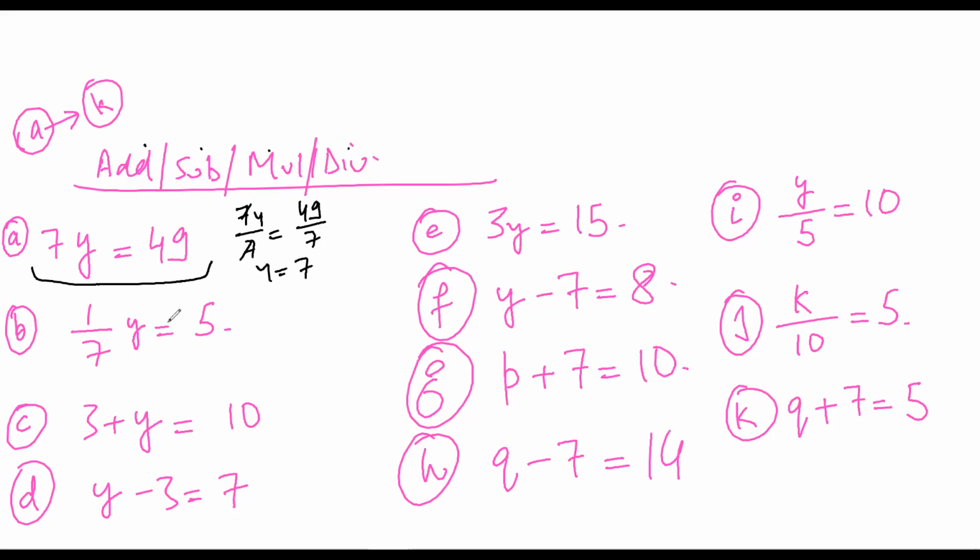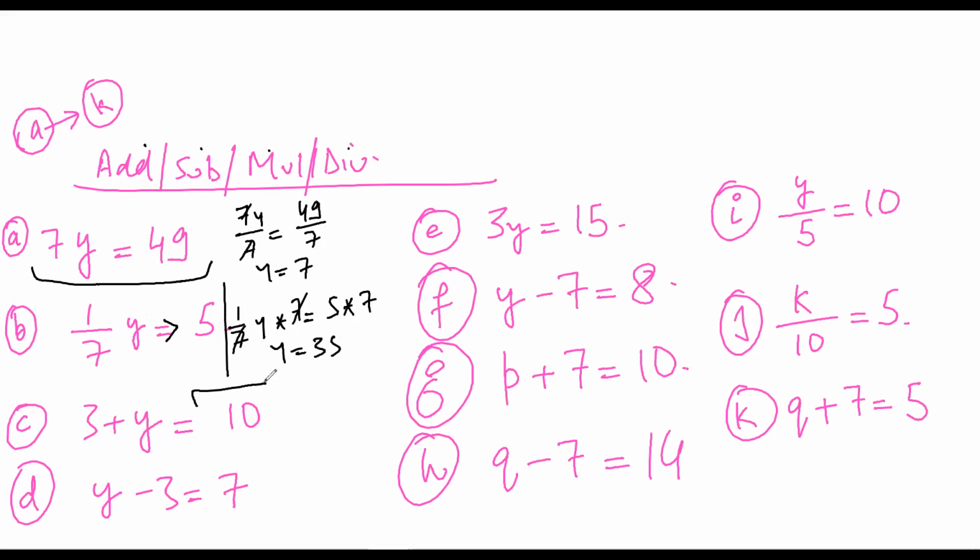Okay, Mr. Sarthak, B part, what did you do? We'll multiply each side by 7. Shabash. So then 7 and 7 are cut. So y is equal to 35. Very nice. 7 and 7 will cancel, y would be equal to 35.